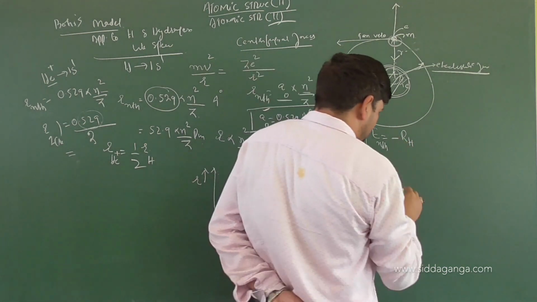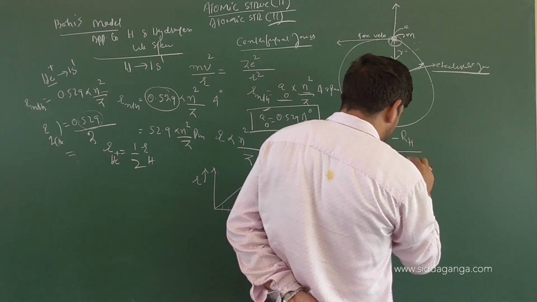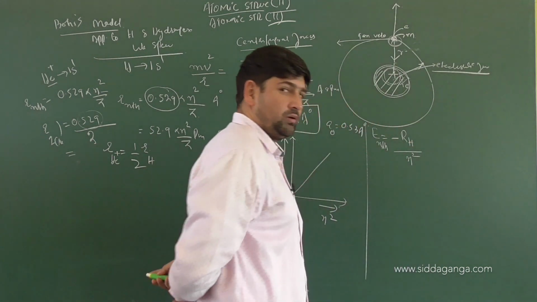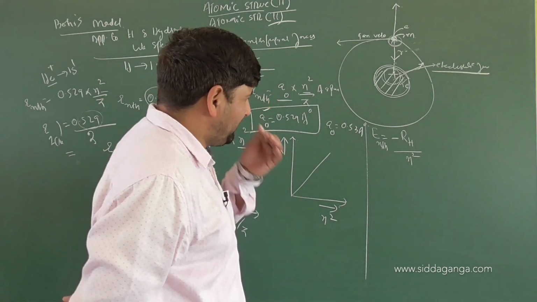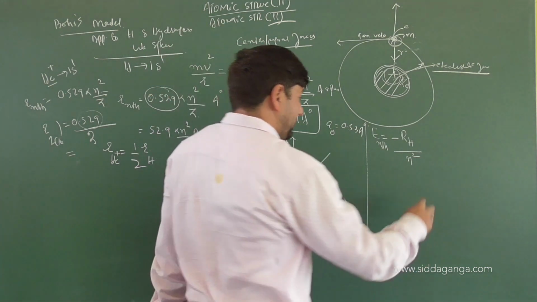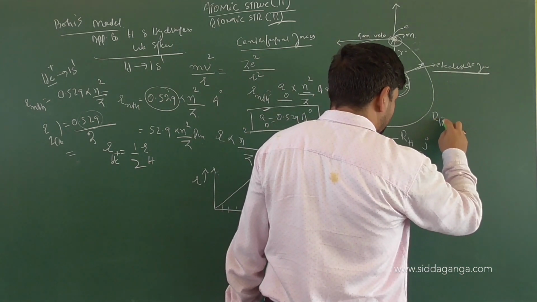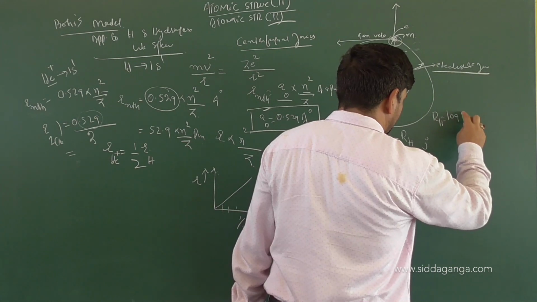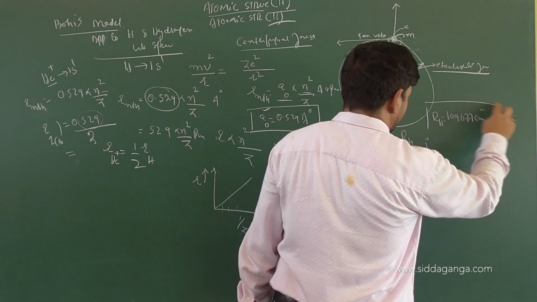Correct or not? So RH into what is the energy of the nth orbital? RH by n square, where n is the principal quantum number, which shell we are talking about. Now here, one important thing: in terms of joules, the value of this RH equals 109,677 centimeter inverse. We'll find out exactly how this value comes.